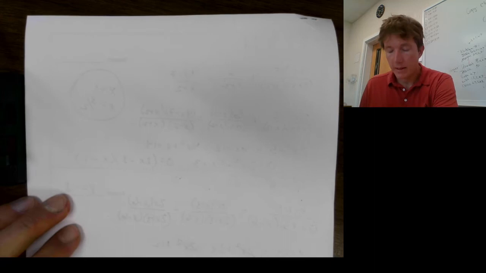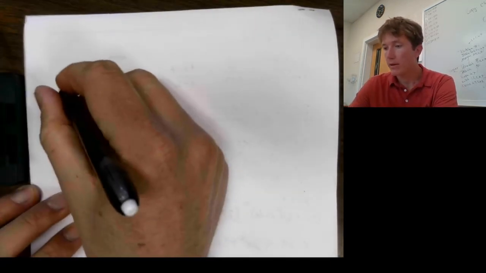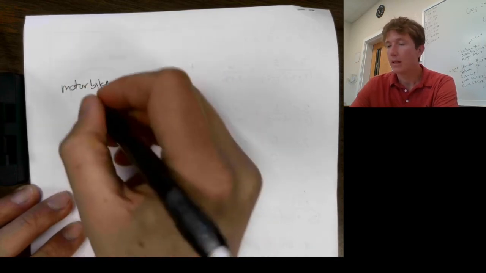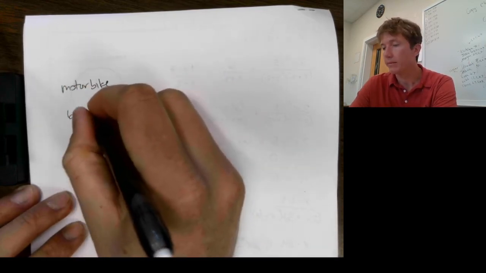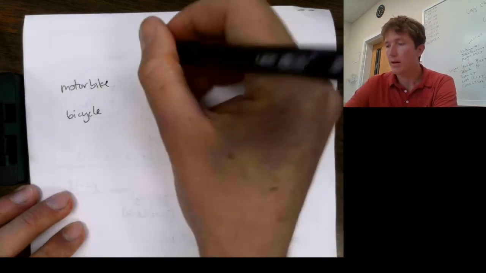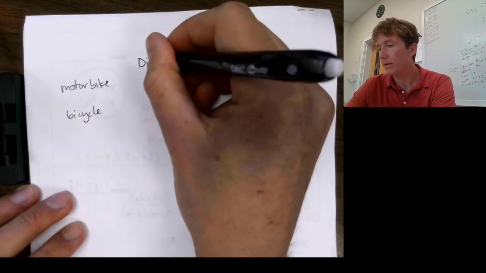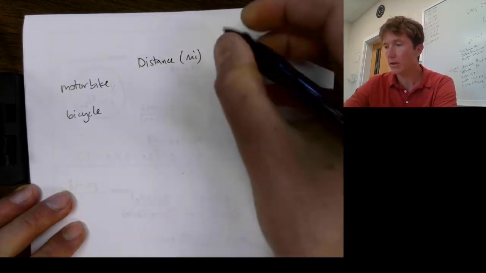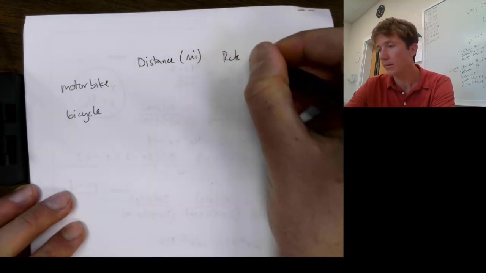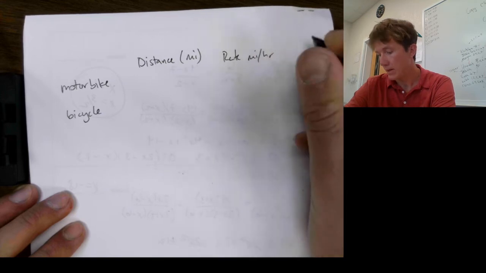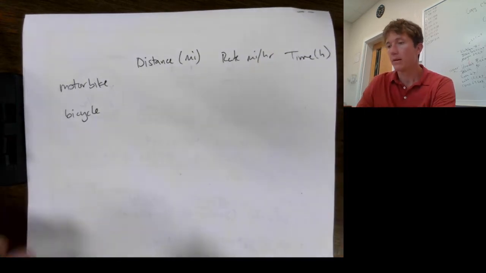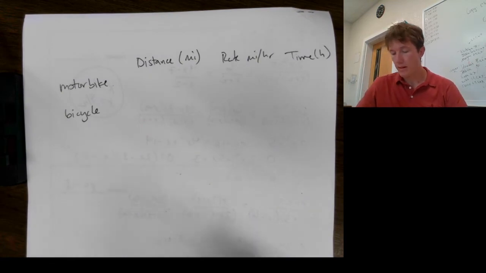So what I'm going to do is make a little table. On the left side, I'm going to have the motorbike, and then I'll have the bicycle. On the top I'll have distance in miles, the rate in miles per hour, and then the time it takes. Okay, so let's go ahead and fill out this table.